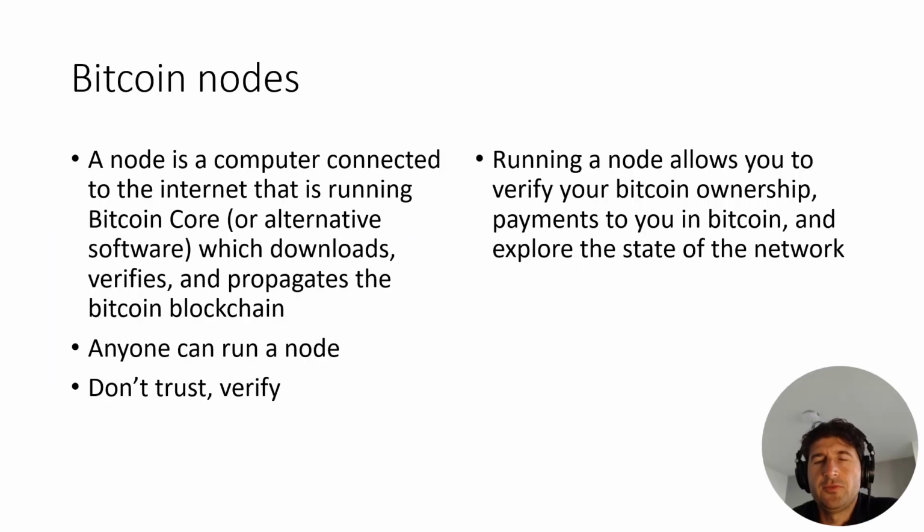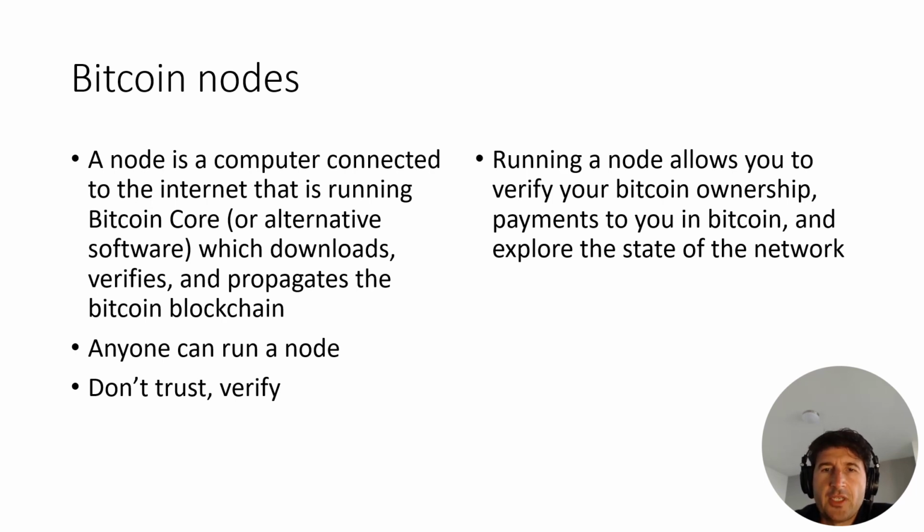If you talk to people who are really into Bitcoin, they might tell you that they run a node or that you should run a node. What's a node, right? A node is a computer connected to the internet that's running Bitcoin Core, this piece of software, or an alternative piece of software that's also compatible with it, which downloads, verifies, and propagates the Bitcoin blockchain. Who can do this? Anyone, right? Anyone can run a node, but you don't have to.